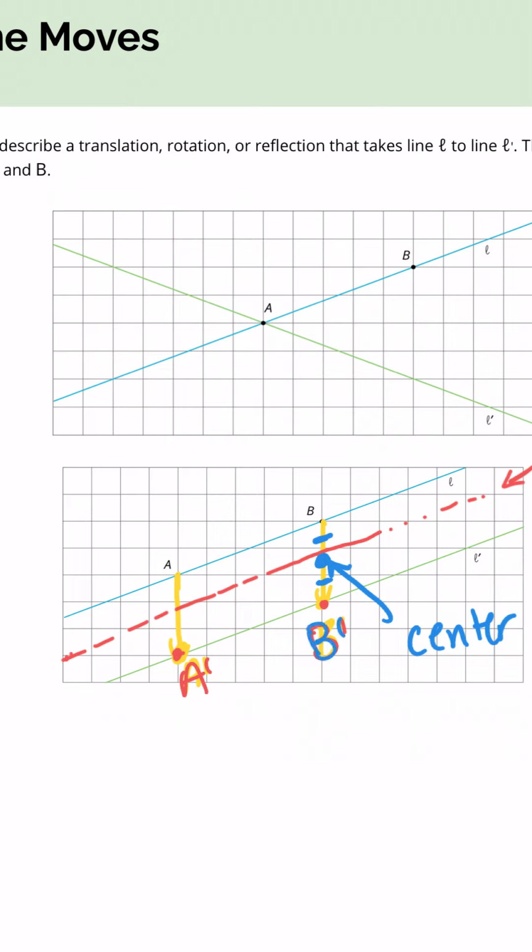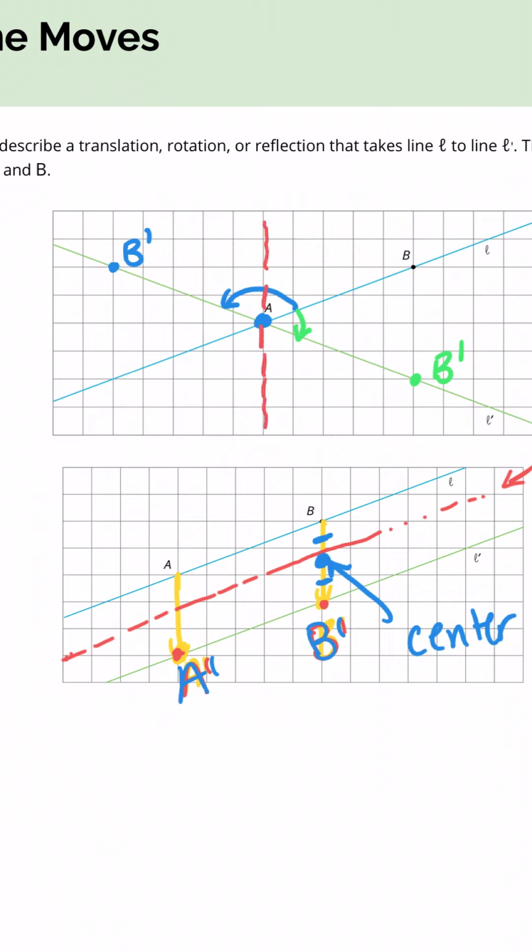Okay, you could start in this other figure with a center of rotation at A and take line L and rotate it clockwise, the obtuse angle on A. That's counterclockwise to B prime. You could also go clockwise, the acute angle, and there would be your B prime on line L prime.